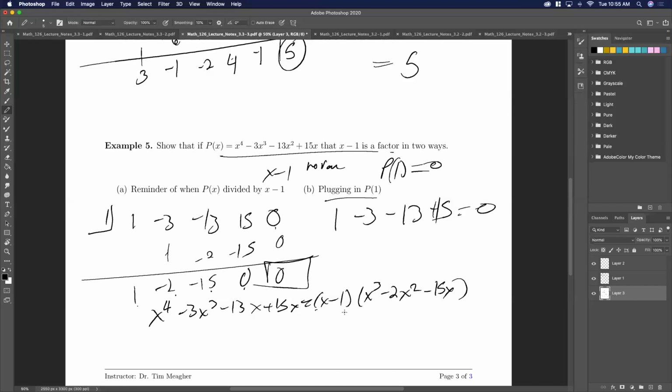Okay, but once I'm here, can I factor this down more? Sure, right? So technically, let's pretend I want to completely factor this, and that's the whole point of it at the end of the day. So I have one factor out here, x minus 1. I can pull out another easy factor, so I can pull out an x, and then I can have x squared minus 2x minus 15.